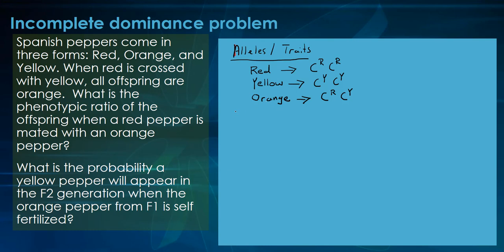After alleles, let's do our parents. Now it does look like there's a couple questions here. We'll deal with the first one. We're going to have a red and we're going to mate it with an orange. So the red is going to be CRCR, and we're going to mate that with an orange, CRCY.